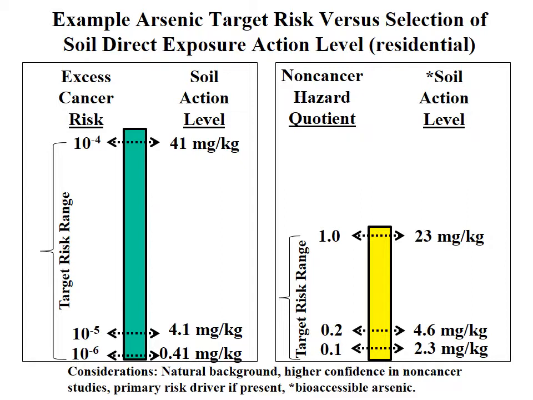So for cancer concerns, a 10 to the minus fourth risk, the maximum where something would definitely need to be done in a site, the equivalent action level for arsenic in soil, residential scenario, is 41 milligrams per kilogram. At a 1 in a million risk, the action level is just 100-fold lower than this, 0.41 milligrams per kilogram. 10 to the minus 5 risk, 1 in 100,000, 4.1 milligrams per kilogram. So there's our range of potential action levels from a cancer standpoint for arsenic, 0.41 to 41 milligrams per kilogram.